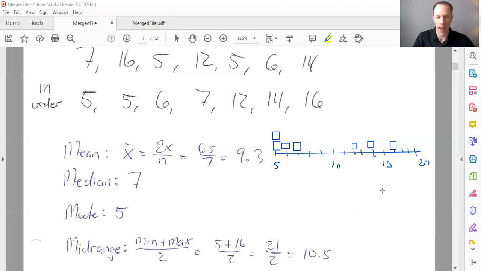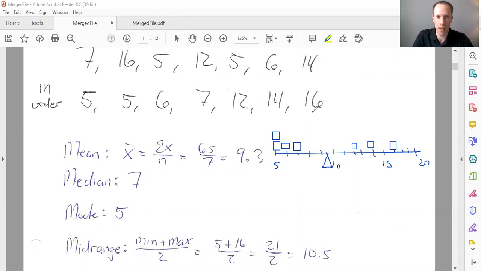If we wanted to balance this number line, if we wanted to find the balance point, the mean would tell us where the balance point is. The balance point would be at 9.3, which would probably be somewhere right around here. So you could put a little balance point there, and that number line would stay perfectly level. You might call it a center of gravity point. So that's how it's describing the center of the data set. It's like a center of gravity point. Okay, so that's the mean.